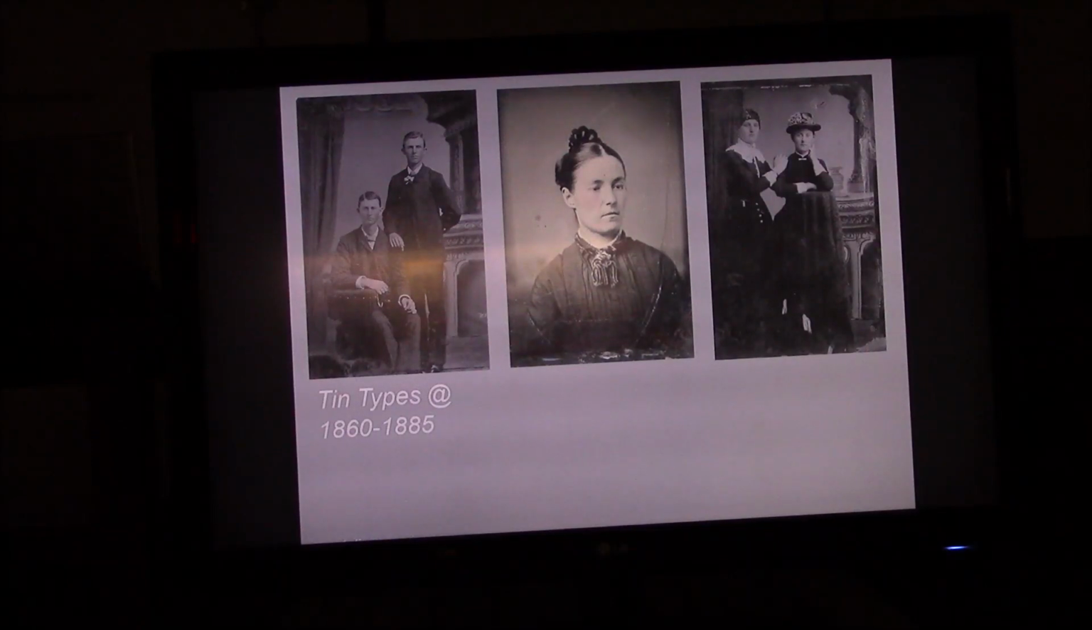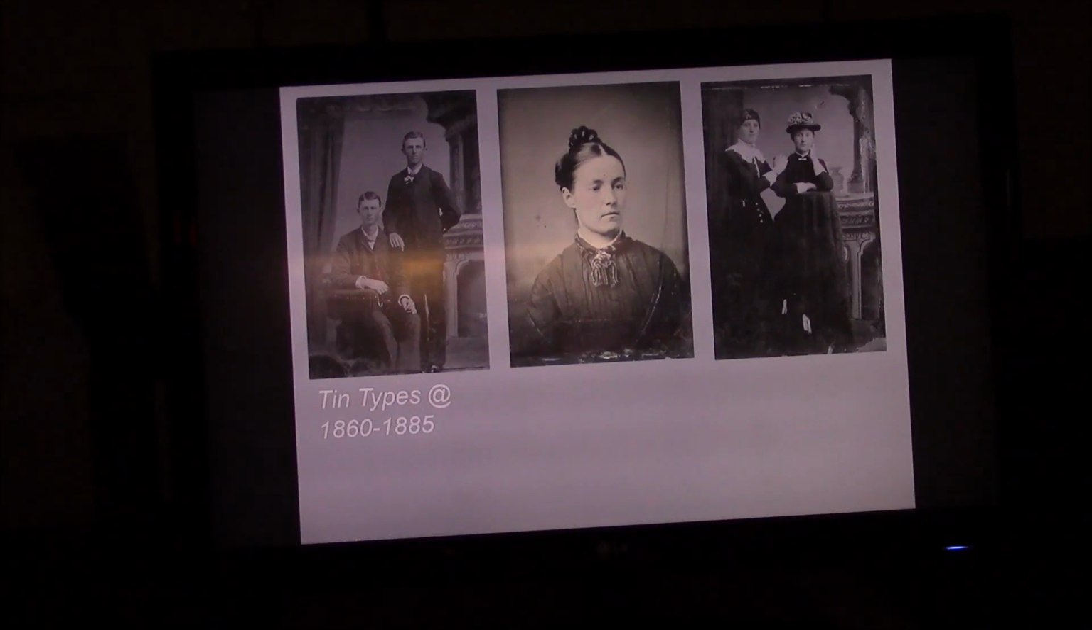So for tintypes specifically, a general ballpark era would be 1860 to 1885. 1885 is actually a little high. Usually they start to peter out by about 1880. But if you have tintypes, yes, ma'am. What makes it a tintype? The material it's made out of. It's actually made out of aluminum. It's not even made out of tin. But that's what they called them because it was easier to call them tintypes than aluminum types, I guess. But they were very popular during the Civil War era.